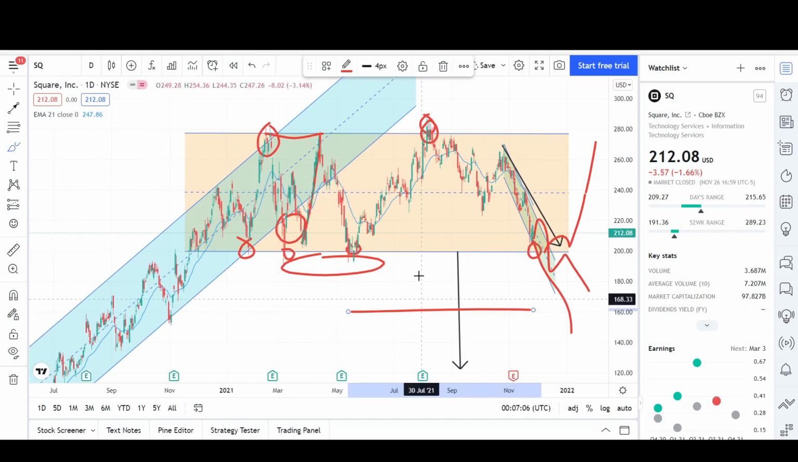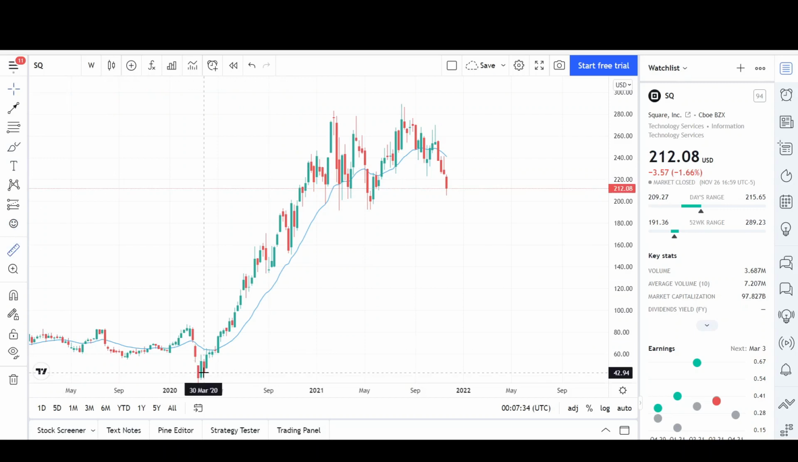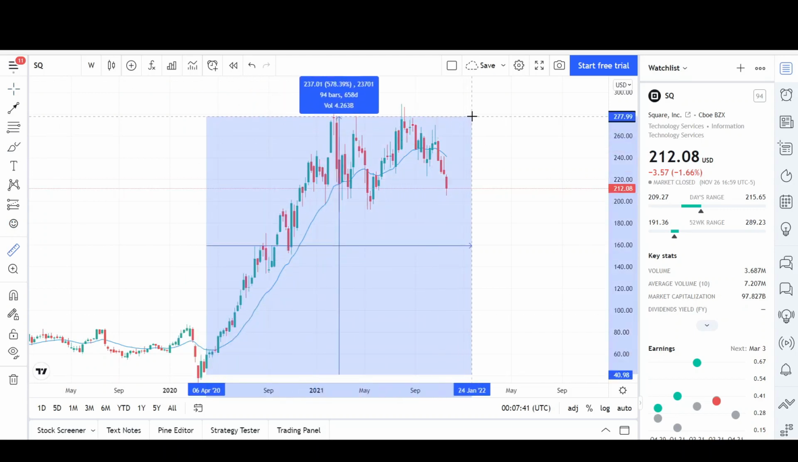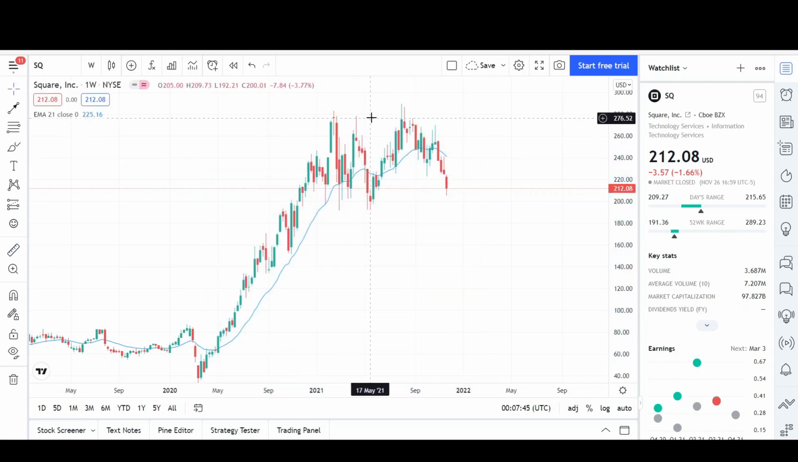So let's go and wrap this up on the weekly chart. As you can see here, most of the gains were made in about a year, since early to mid-March. That's about a 6 to 7x gain in about a year and a half. So that's unsustainable for any company. That's why it's starting to taper off right now, trying to find some type of support level.